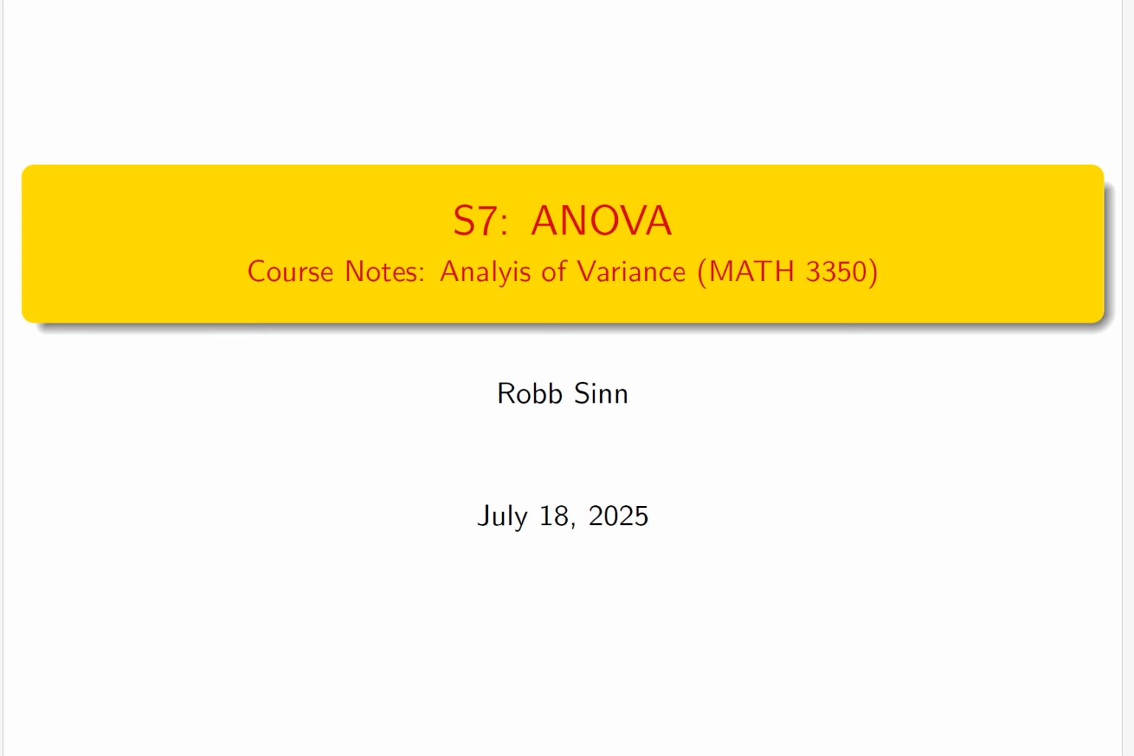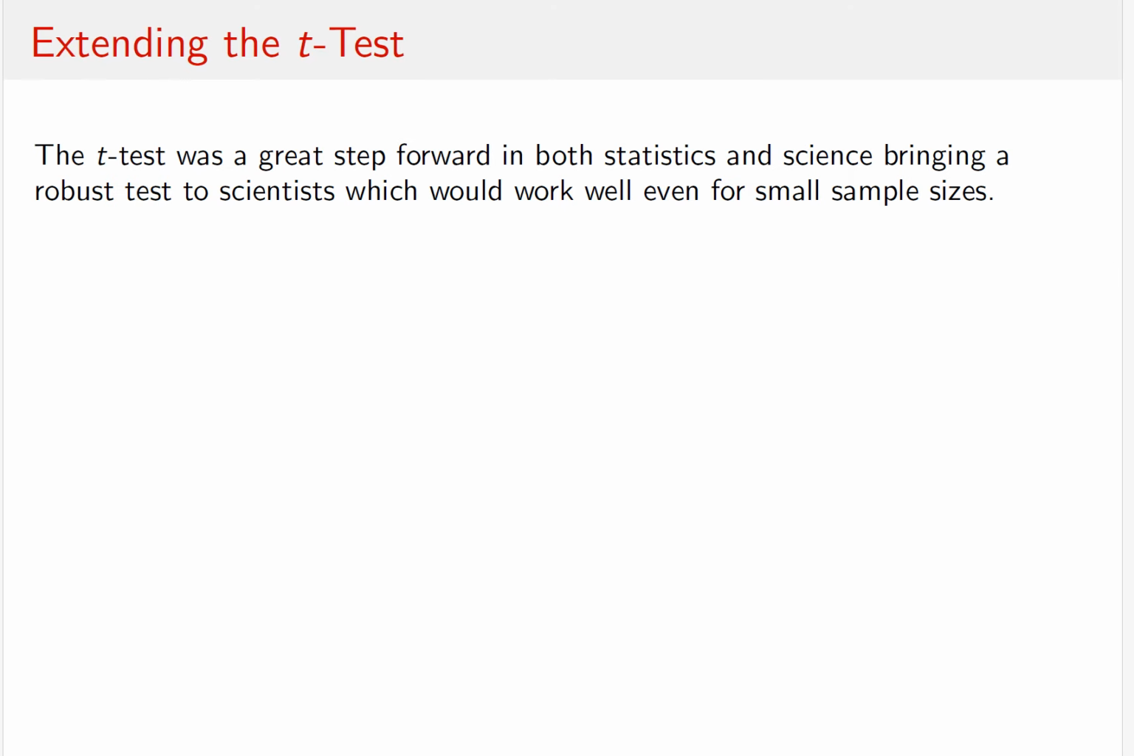Hey everybody, we're going to talk about ANOVA, or analysis of variance, today, and it relates to the t-test. Okay, so the t-test was great. We had some cool things, right? Even for small sample sizes, we had this robust test, and scientists really appreciated it, right? Because it worked well, and again, it expanded the options because it worked well with small sample sizes.